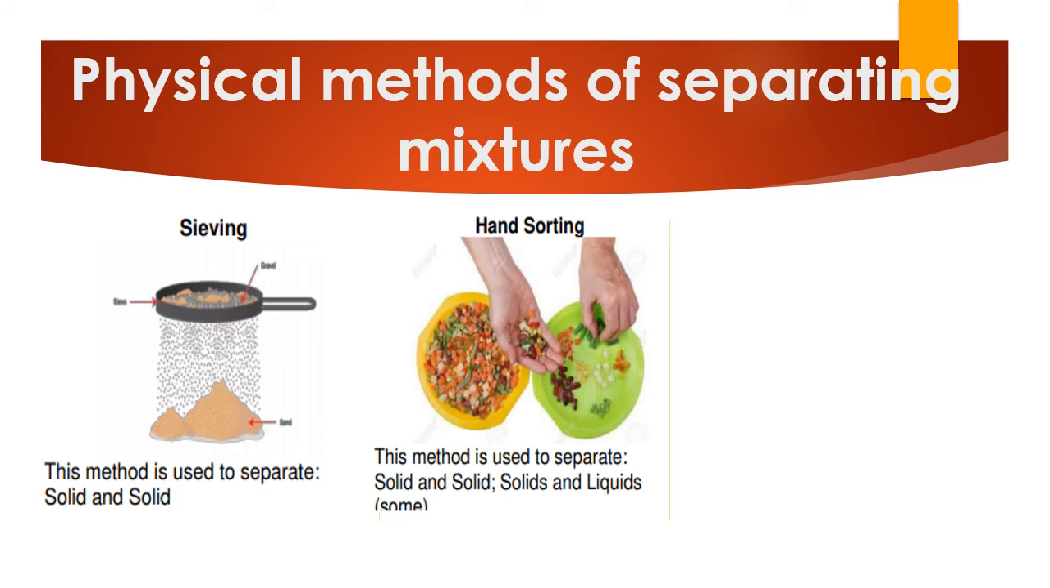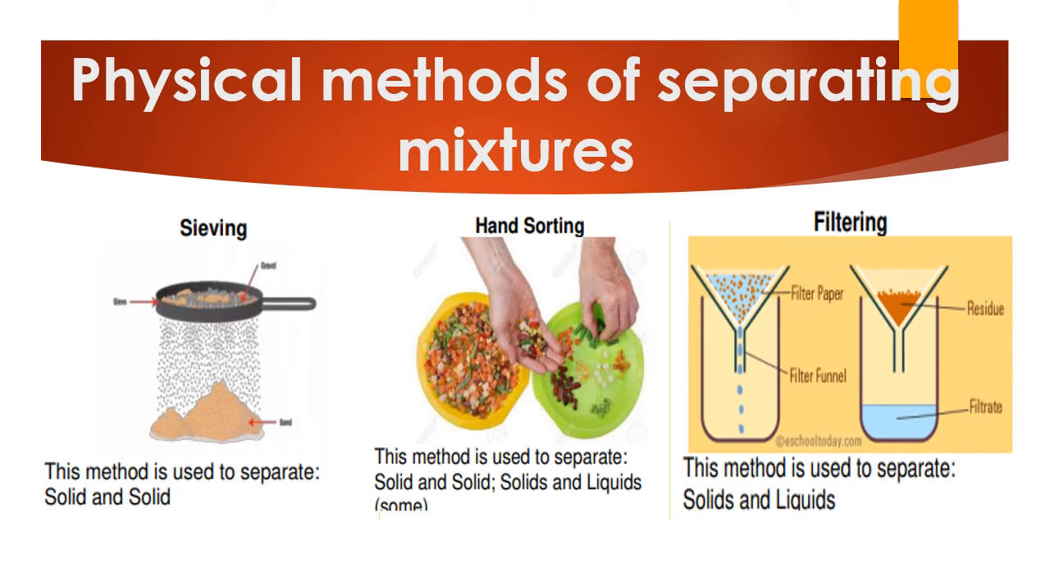Hand sorting. Hand sorting is used to separate solid and solid, or solid and liquid. As you can see from the picture there, a mixture of green vegetables and other different types of vegetables that are being sorted by hand.